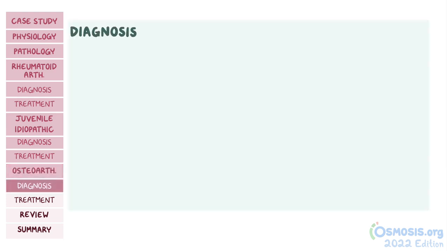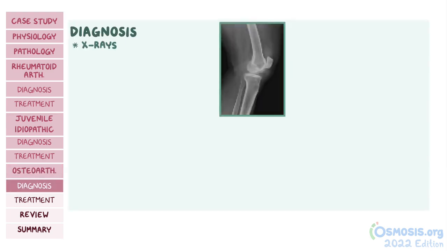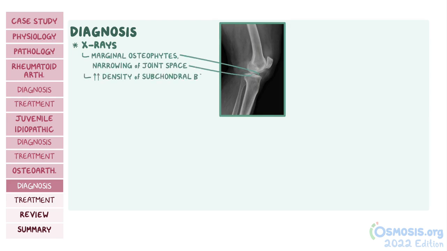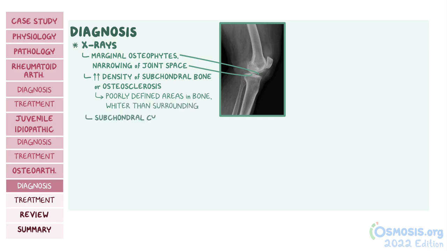For diagnosis, if osteoarthritis is suspected, plain X-rays of the most symptomatic joints should be taken. X-rays generally reveal marginal osteophytes, narrowing of the joint space, increased density of the subchondral bone or osteosclerosis, which is seen as poorly defined areas within the bone that are wider than the surrounding bone tissue, subchondral cysts, which are more common in osteoarthritis than rheumatoid arthritis, and joint effusions, or increased amount of fluid within the synovial compartment.